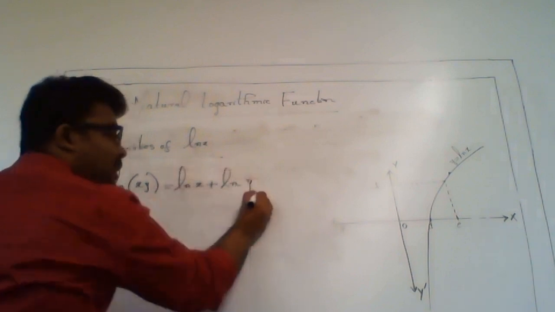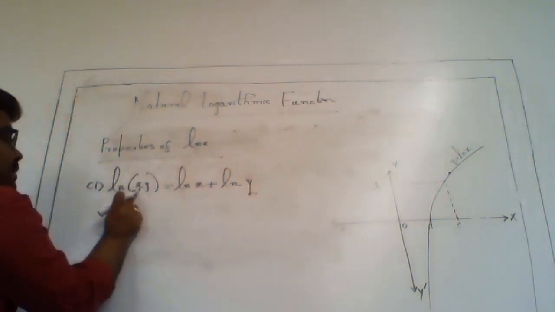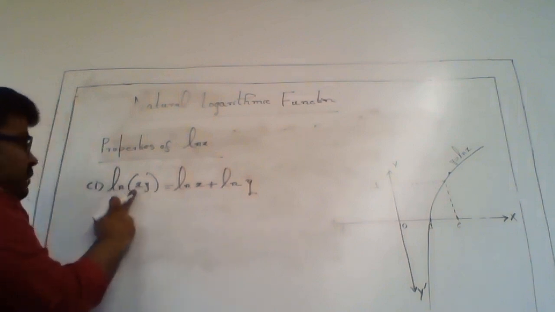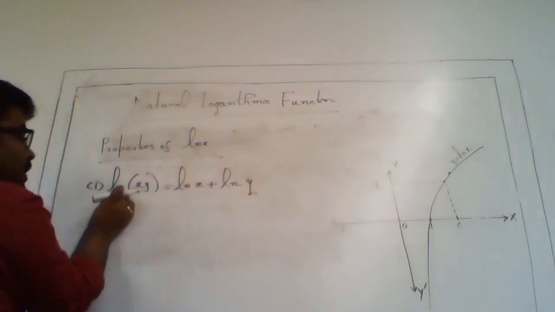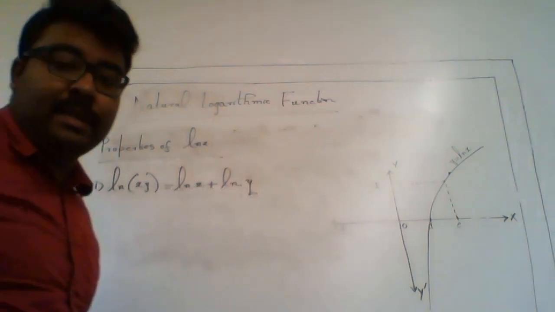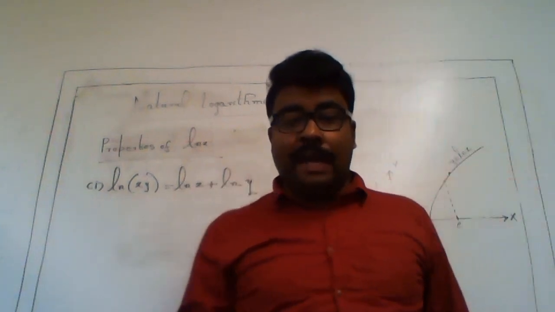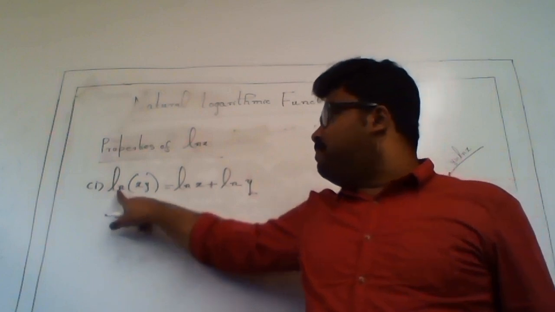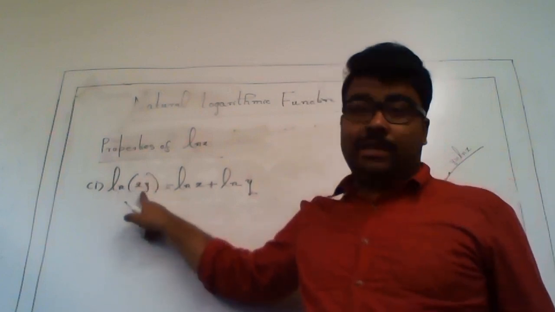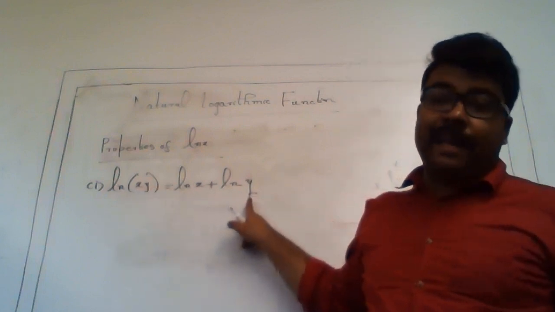So this is a very important property. If you have two numbers x and y, and you apply the natural logarithm to the product of them, it will be equal to ln applied to the first number plus ln applied to the second number. This holds for any numbers x and y. If you take any two numbers and apply ln to their product, it will be equal to ln of the first number plus ln of the second number.